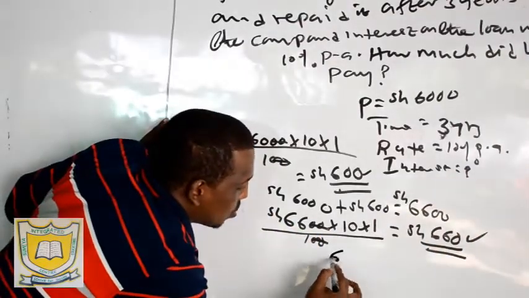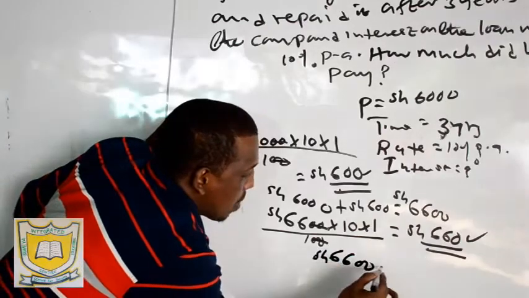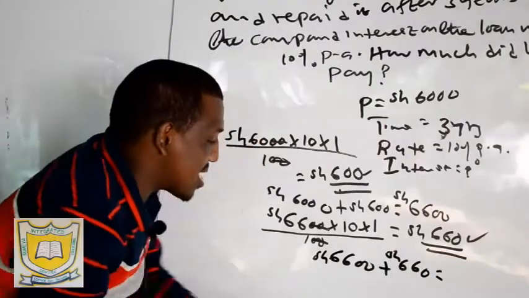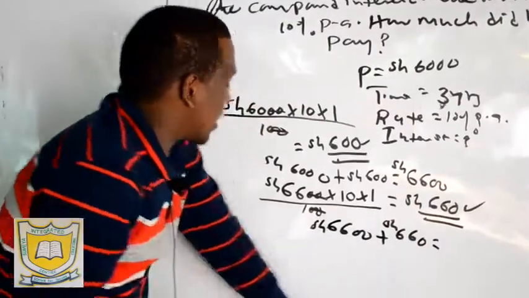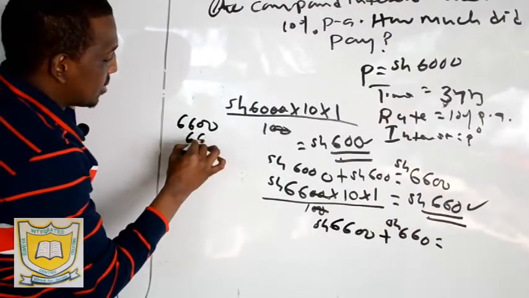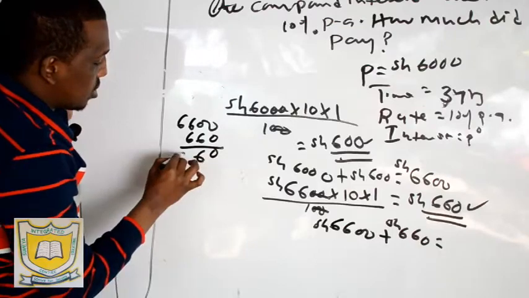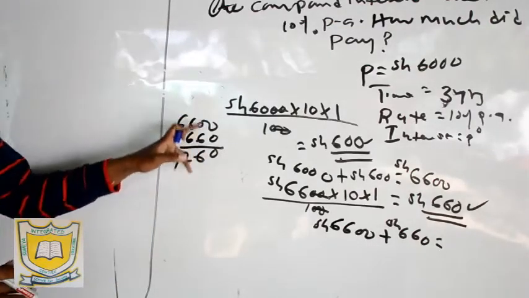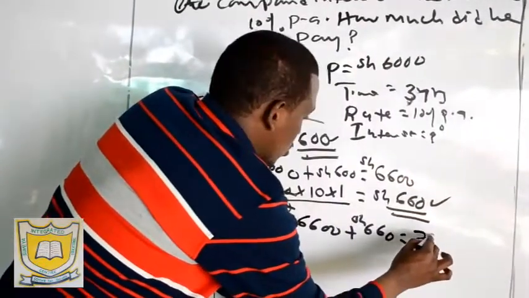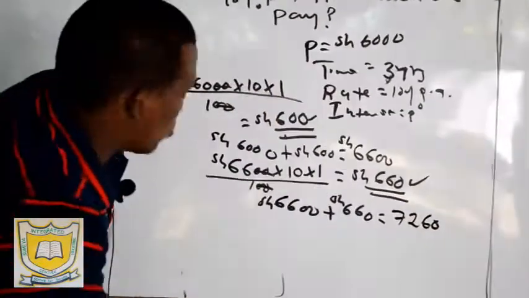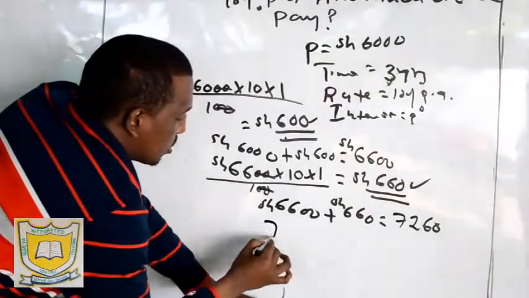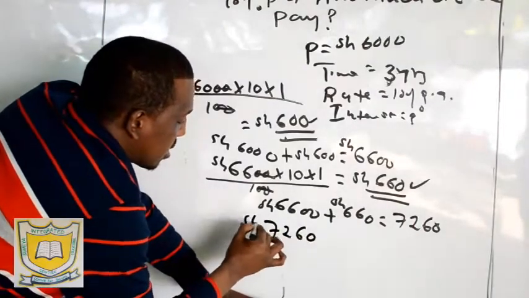So let us proceed to the third year. We say 6,600 shillings plus 660 shillings to get the principal of the third year. So 6,600 plus 660: 0, 6, 2, 7. 0, 6, total of carry 1, 7. So we get 7,260. This is now the principal of the third year. So we say 7,260 shillings. This is the principal now.